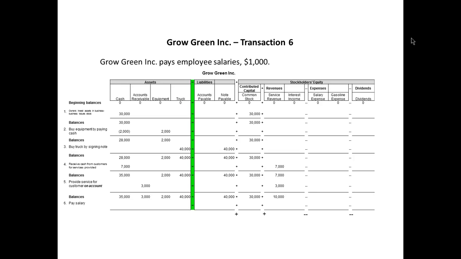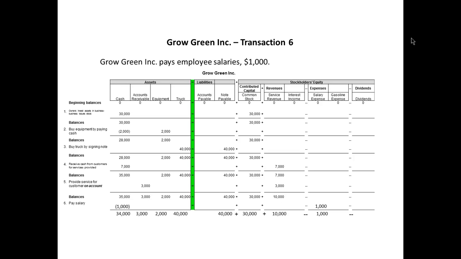Grow Green's sixth transaction is to pay employee salaries of $1,000. What accounts are affected? Cash and salary expense. Grow Green's cash is decreasing when salaries are paid, so the $1,000 is entered as a negative amount in the cash column. Which way did Grow Green's expense, its cost of doing business, just go? Up. In fact, you'll find that with few exceptions, expenses always increase. So the entry in the salary expense column is a positive amount. So the new cash balance is $34,000 and the new salary expense balance is $1,000, and the rest of the balances are unchanged.